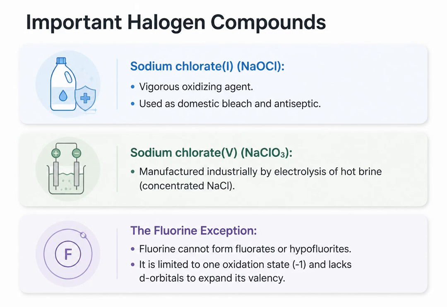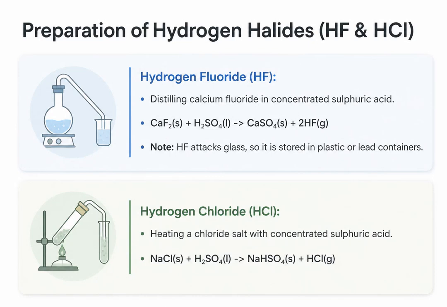These reactions produce highly useful compounds. Sodium chlorate(I) is a powerful bleach and antiseptic, while sodium chlorate(V) is produced on an industrial scale via the electrolysis of hot brine. It is important to note that fluorine is an exception here. Because it is the most electronegative element and lacks d orbitals, it cannot expand its octet to form these types of oxygen-rich compounds.